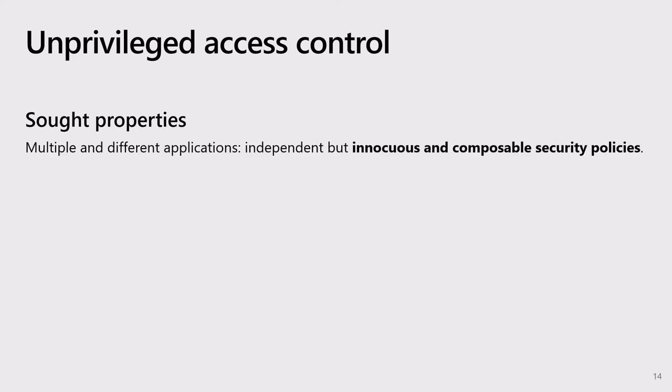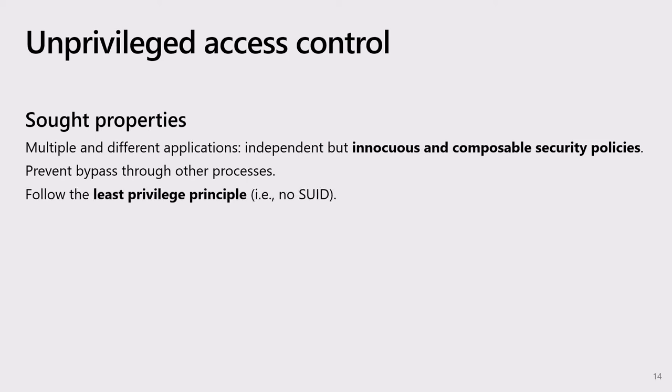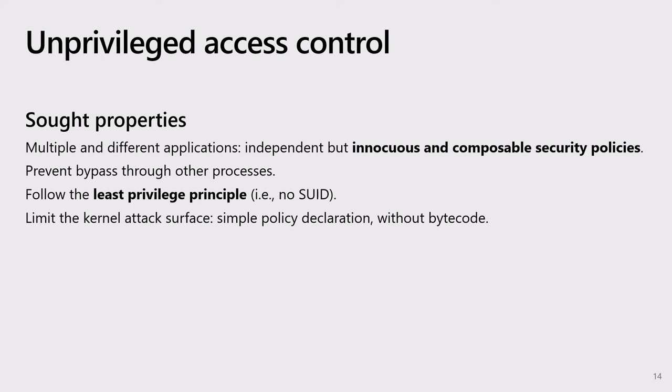Now let's see the implementation constraints of an unprivileged access control system. First, this needs to be useful for multiple and different applications, which means independent but innocuous and composable security policies must be guaranteed. We also need to prevent bypass through other processes and to follow the principle of least privilege. And finally, to limit the kernel attack surface, for example, by using simple policy declaration, but not bytecode.